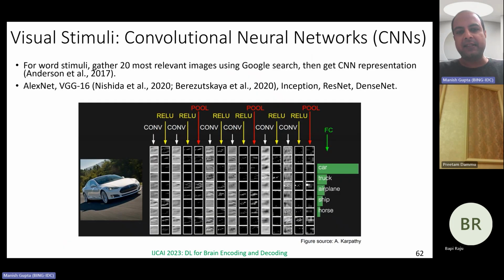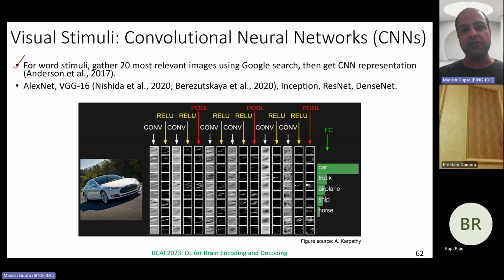But more recently, convolutional neural networks are being used. And as we know them today, of course, there are convolution layers, pooling layers, ReLU activation, and so on. Now, for word stimuli, in fact, some people also used these convolutional neural networks to represent word stimuli.